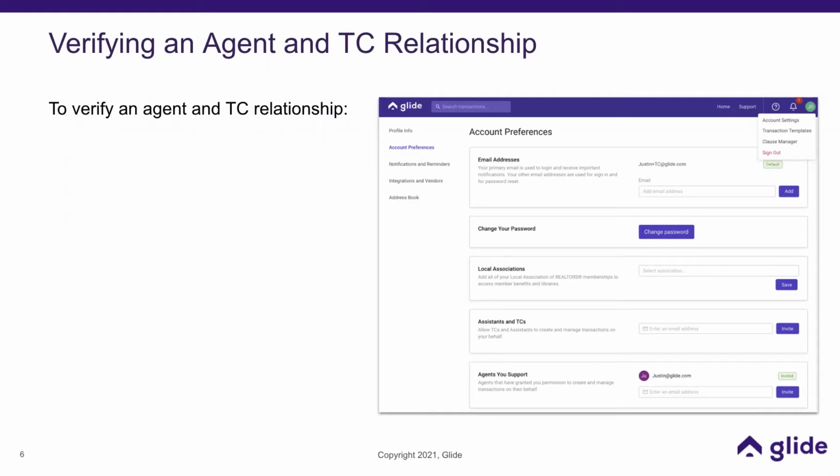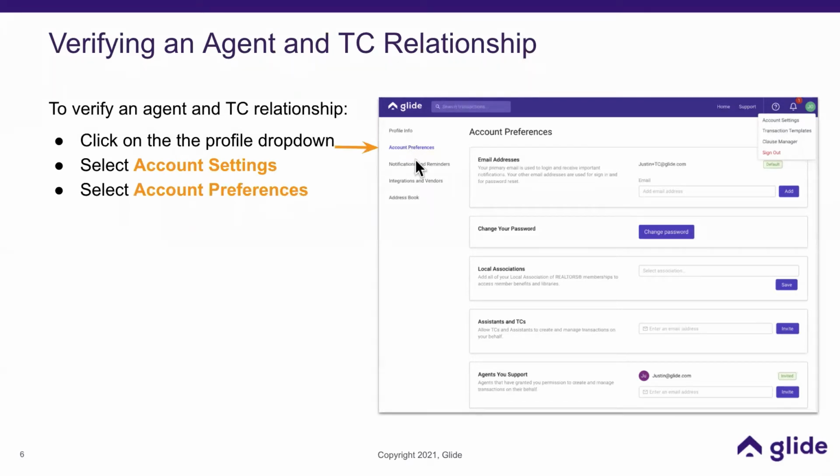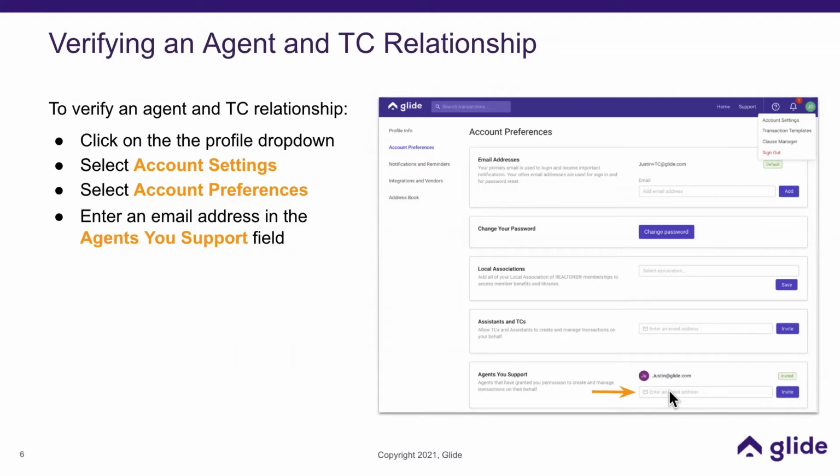In this example, as the transaction coordinator, I would click on the top of the screen on my profile dropdown. Then I'll choose Account Settings. From there, over on the left-hand side, choose Account Preferences. Down below, you're going to see two tiles, Assistants and TCs, and Agents You Support. As a transaction coordinator, I would go under the Agents You Support tile and enter in the email address of the agent that I am supporting. Then I would click Invite on the right-hand side.